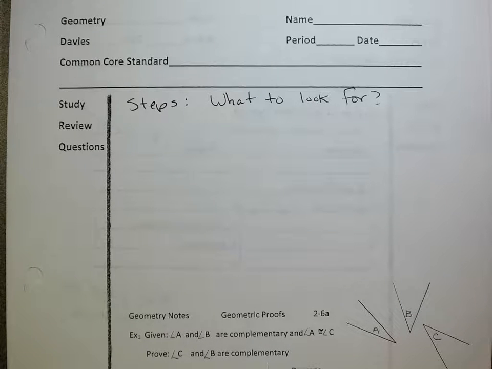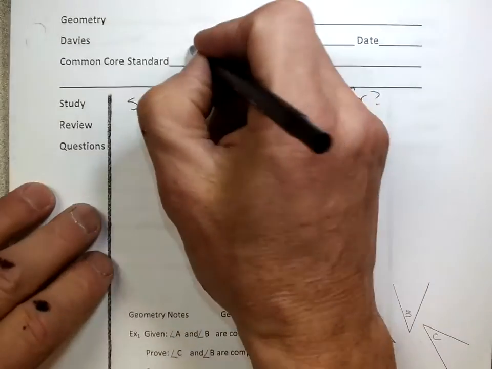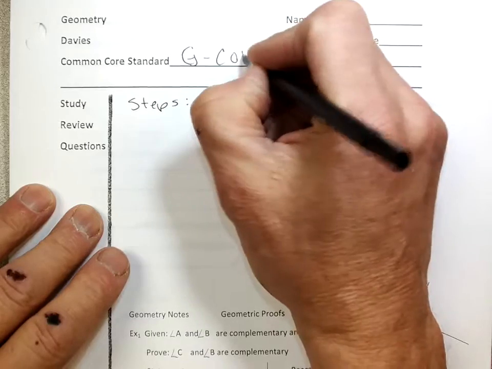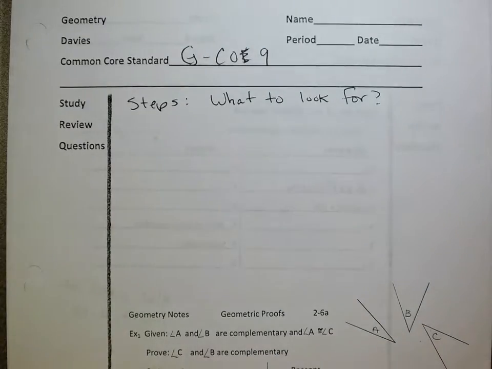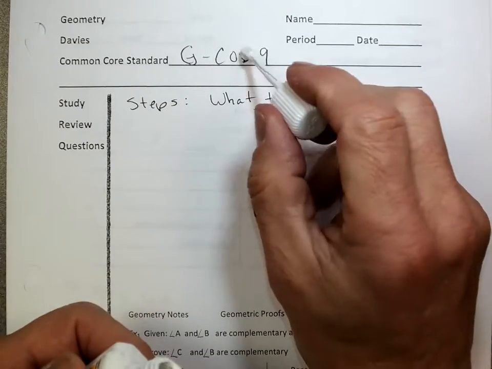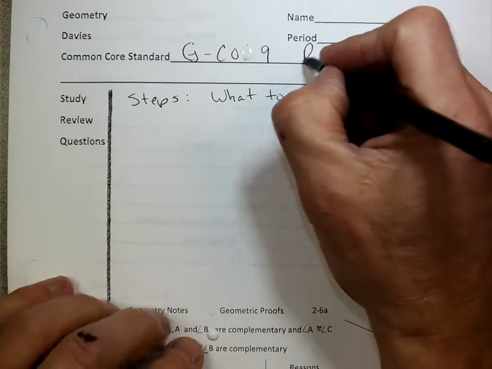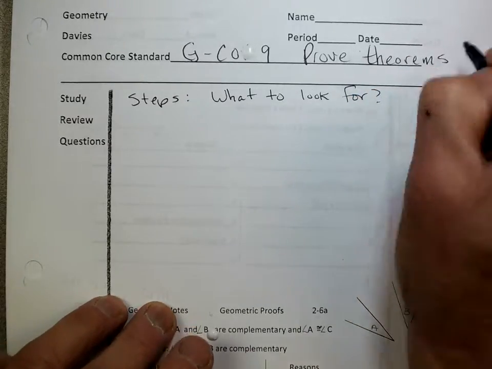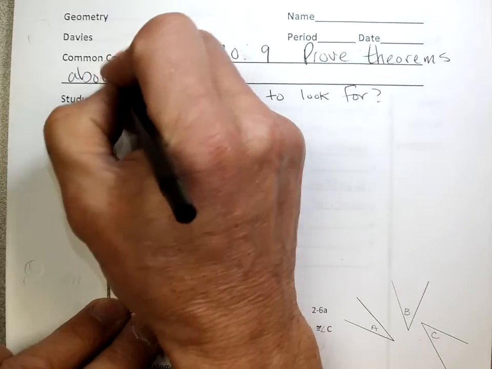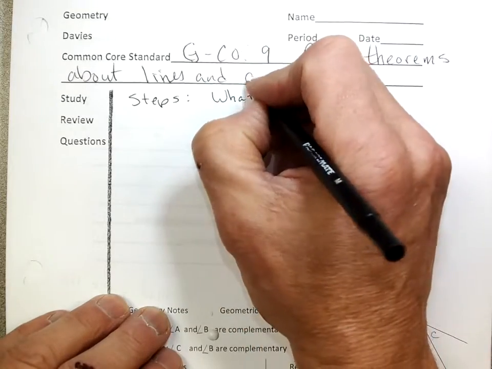So today we really are talking about proofs, geometry proofs. Okay, so the Common Core standard is G for geometry, and then CO stands for congruence, and it's number 9. Actually, look at that, CO 9. So it's geometry, congruence, 9. And 9 is, if you look at the Common Core standards, the 9th one down. It basically says we're going to prove theorems about lines and angles. Okay?